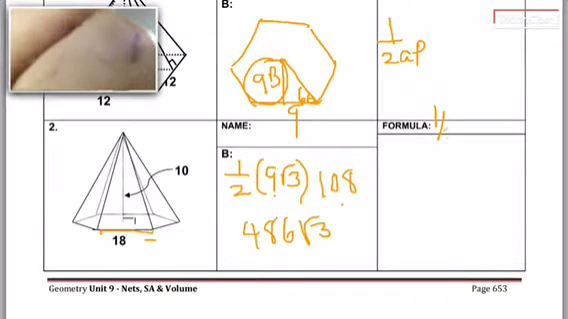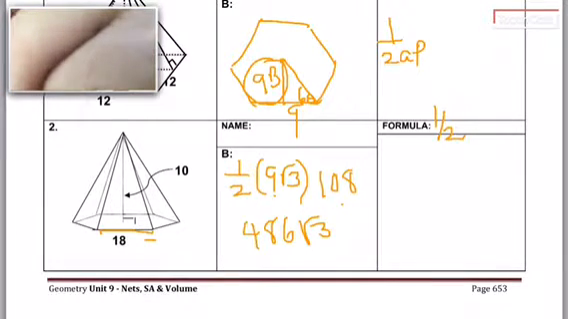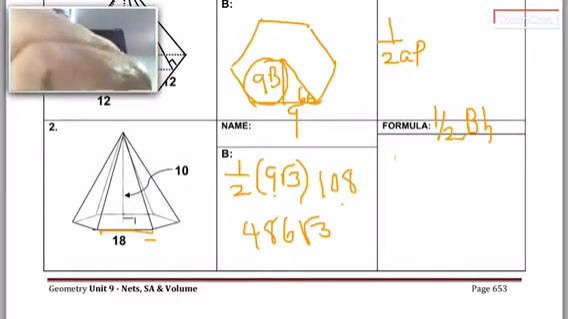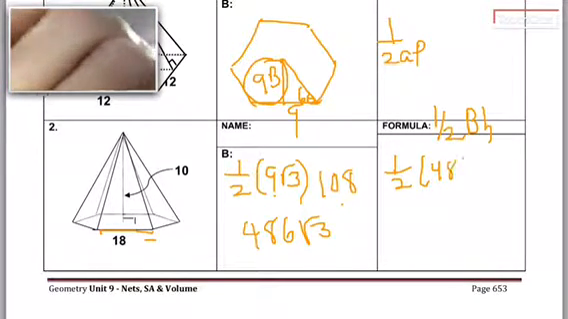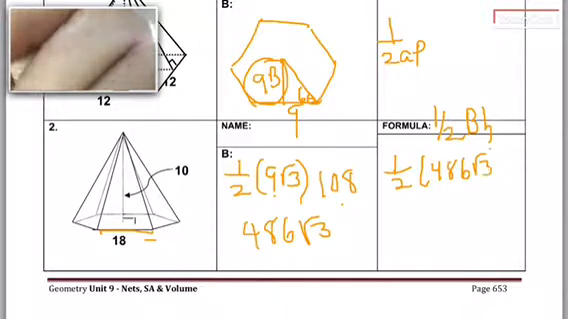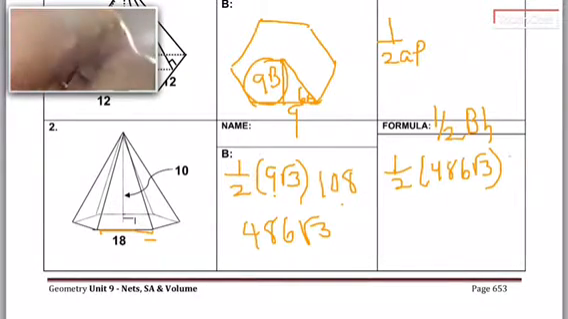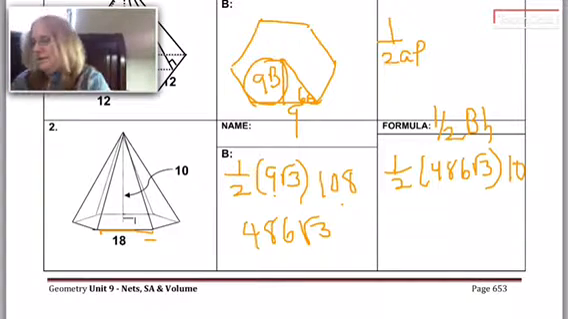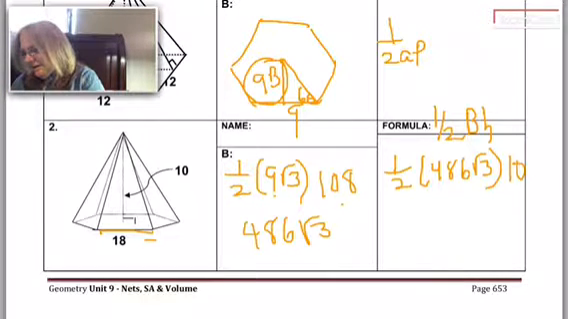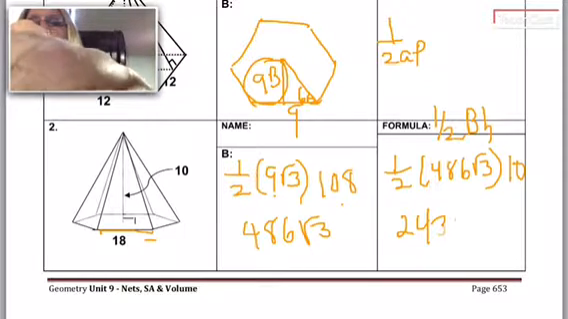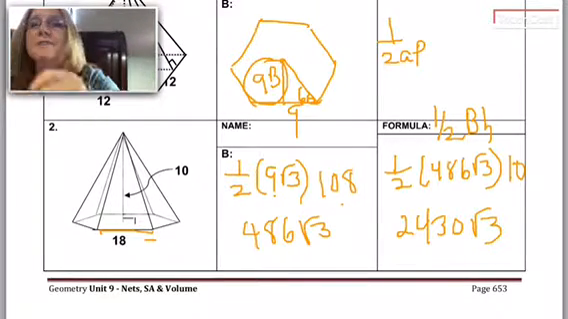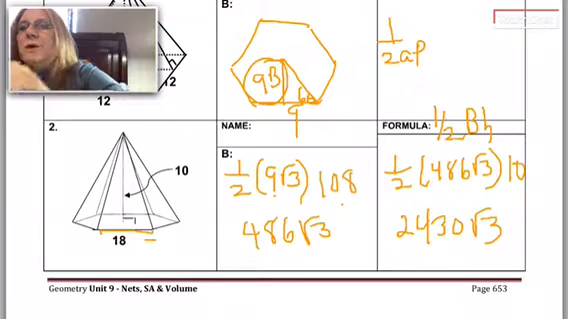And then this is 1/2 the area of the base times the height. So 1/2 times 486 square root of 3 times the height of the prism, which they give us, which is 10. So 486 times 5 is 2430 times the square root of 3. All right, pause if you need to.